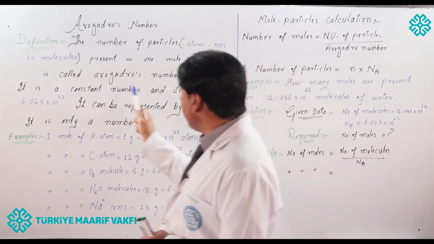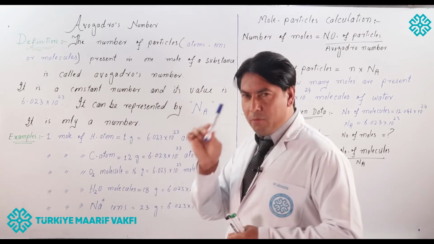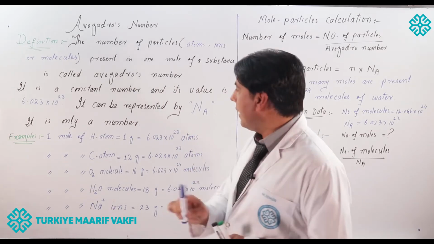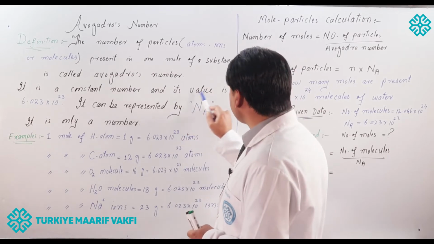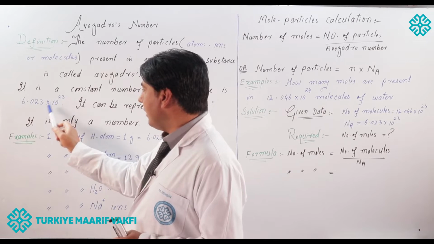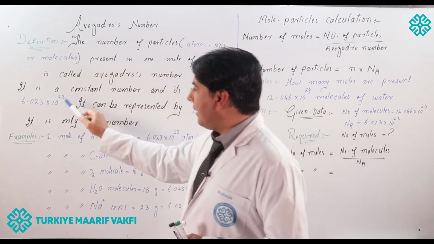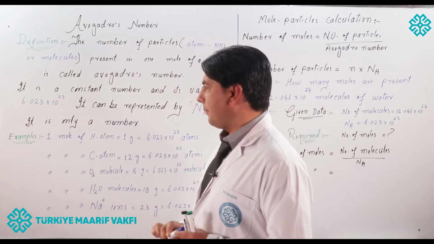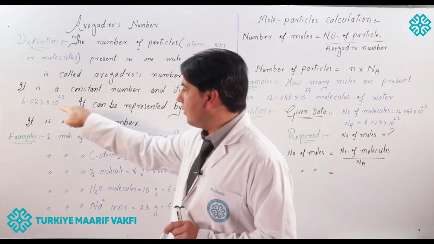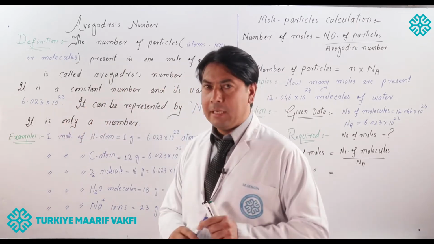It is a constant number. Avogadro number is a constant number. It has a fixed value, and its fixed value is 6.023 multiplied by 10 power 23. It is a constant number and its value is 6.023 into 10 power 23.